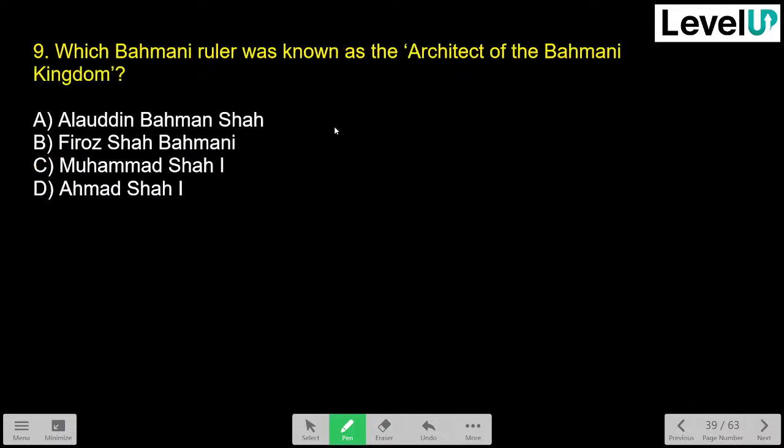Which Bahmani ruler was known as the architect of the Bahmani kingdom? In the Bahmani kingdom, this ruler was known as the architect. That is, he actually framed the Bahmani kingdom as an important force. So it was Alauddin Bahman Shah, the most powerful ruler of the Bahmani kingdom. During his reign, he captured the Tungabhadra basin from the Vijayanagar Empire.